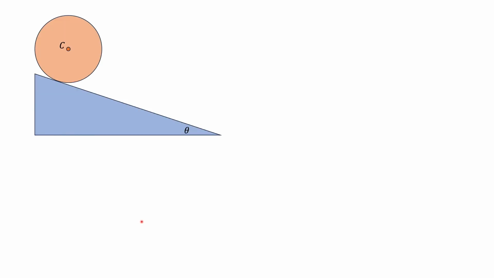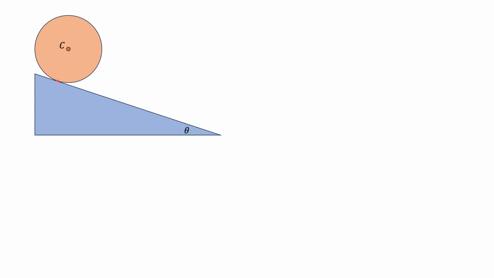Now let's get our hands dirty and solve a couple of problems. Here's the first problem. We have a cylinder or a sphere or something like that rolling down the slope. We assume it's rolling down without slipping. So it means the point right here where this object touches the slope has zero velocity.